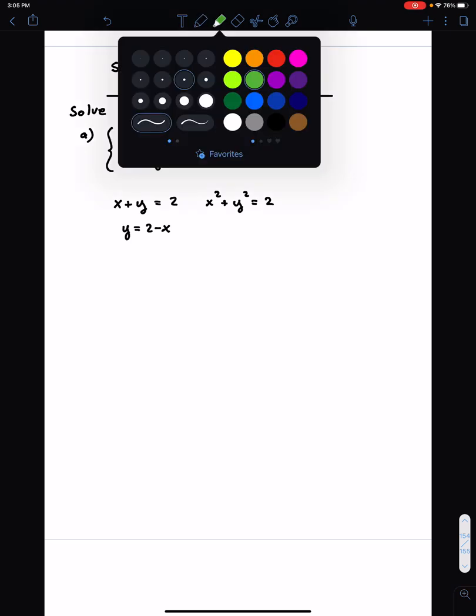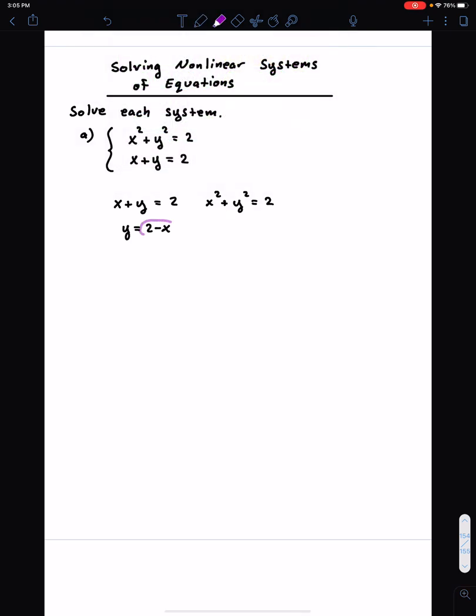I'm going to take this equation for y and substitute it in for y into the second equation. So x squared plus quantity 2 minus x squared is equal to 2. Now I'm going to solve for x. If I FOIL this out, I get x squared plus 4 minus 4x plus x squared is equal to 2.